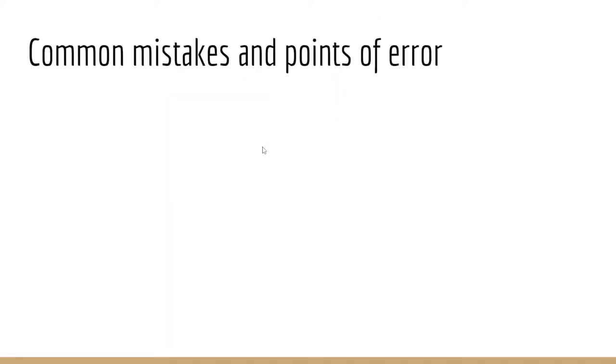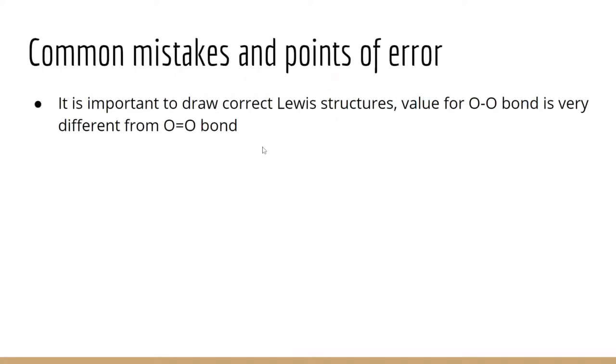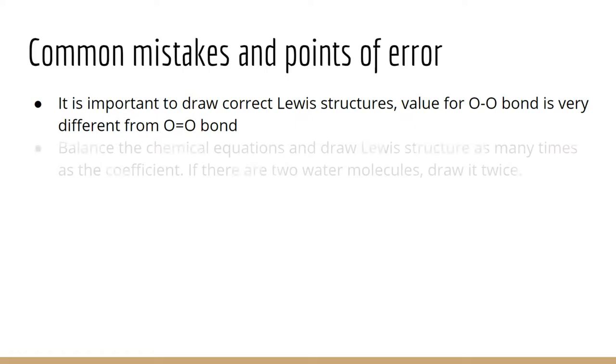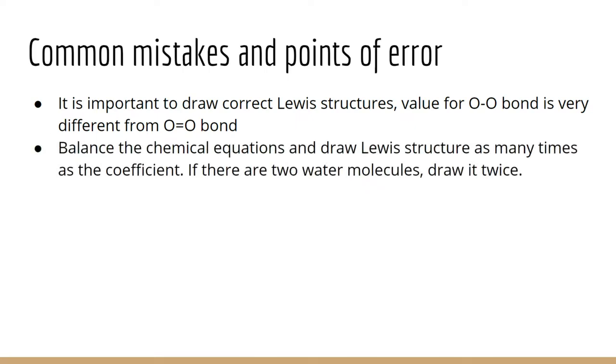So what are the things that we have to keep in mind? It's important to draw Lewis structures properly. O single bond O is very different from O double bond O. You've got to balance the equations and draw the Lewis structure as many times as the coefficient. If there are 2 water molecules, draw them twice. Look for the correct bond value in the chart. I've made this mistake before. Don't look at C bond C and write the value when you're looking for C bond O.